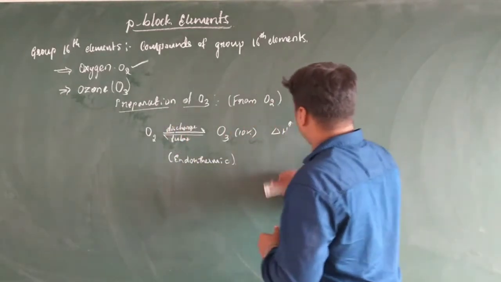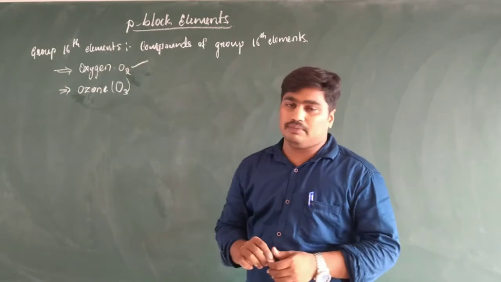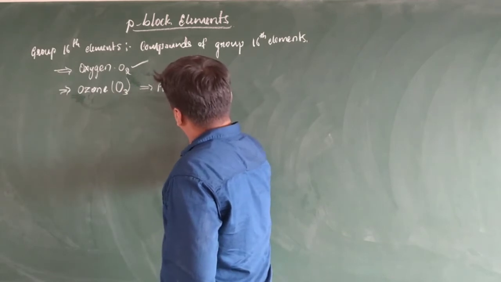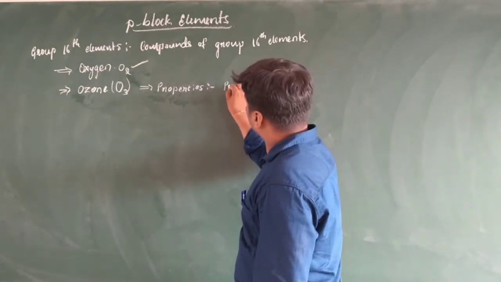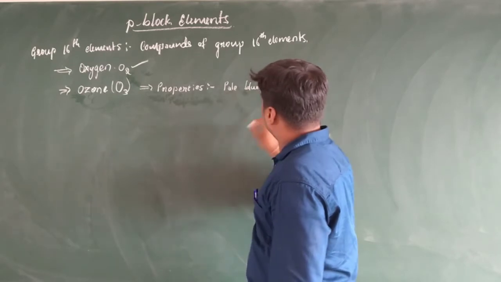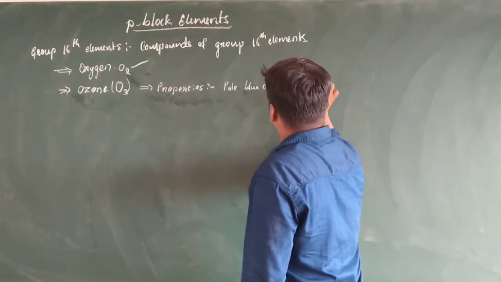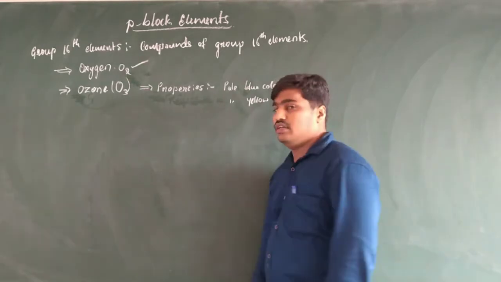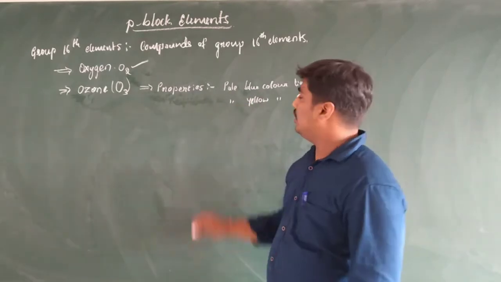Okay, next we move on to the properties of ozone. First is the physical properties. Under the physical properties, ozone is pale blue in color in the liquid state. In the gaseous state, ozone is a pale yellow color gas, and in the liquid state, it is pale blue color.